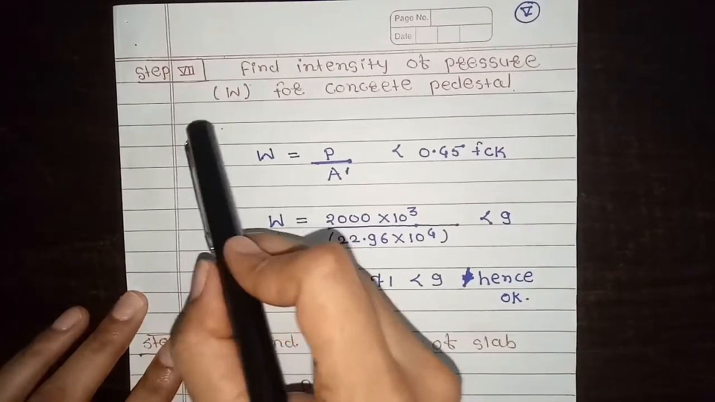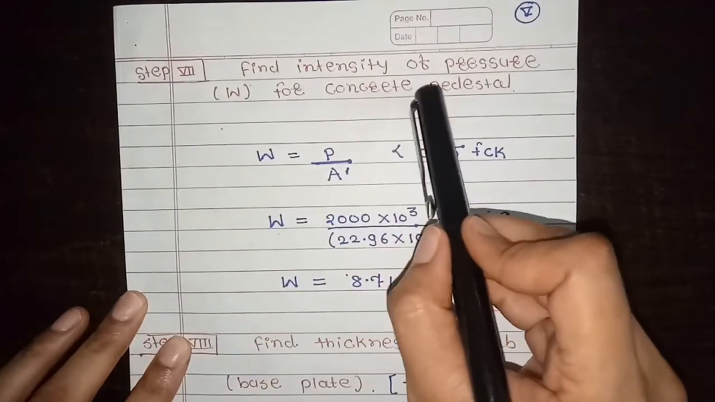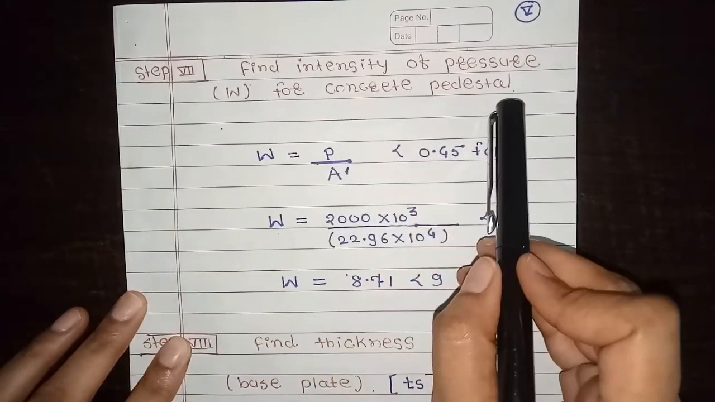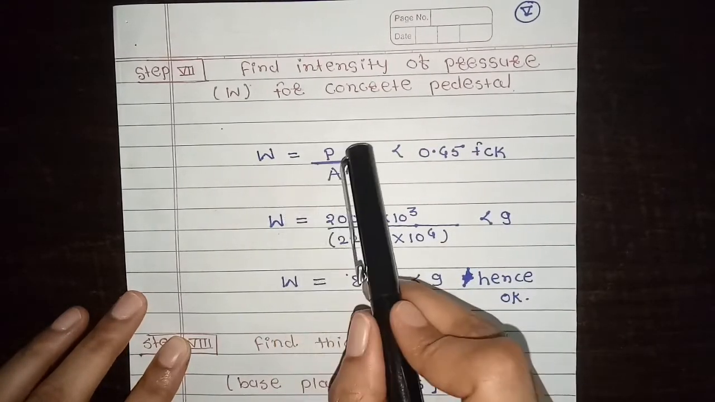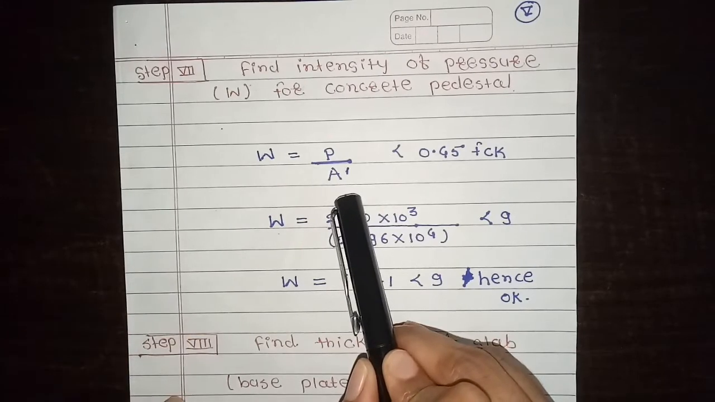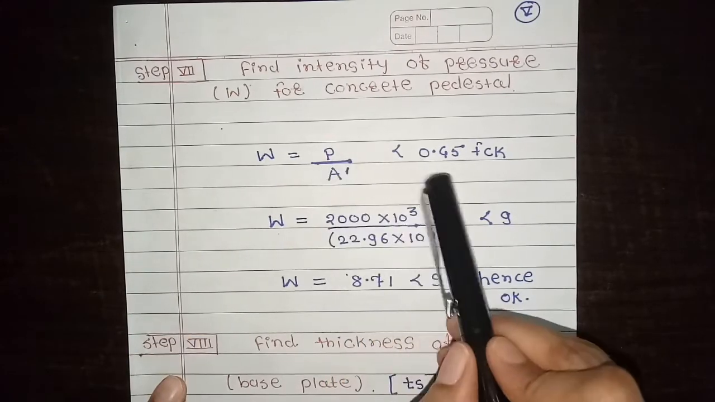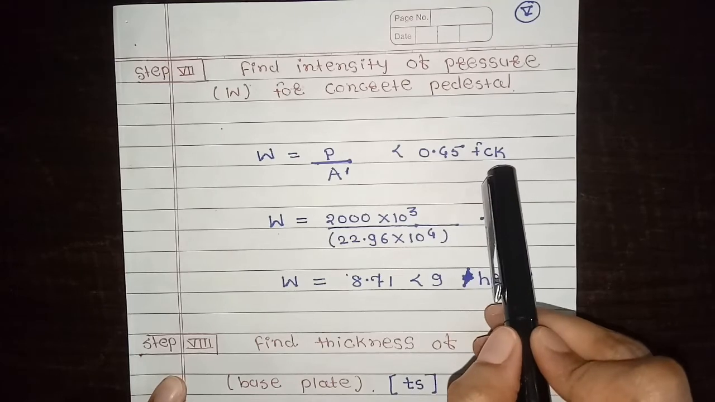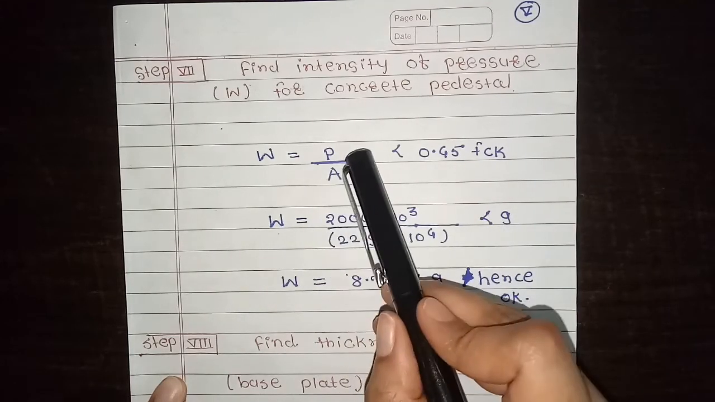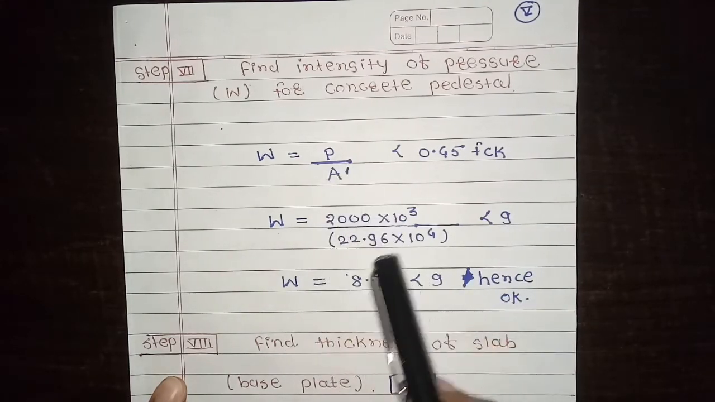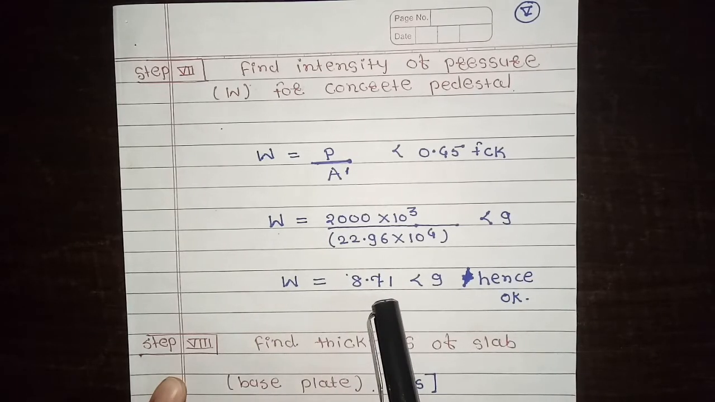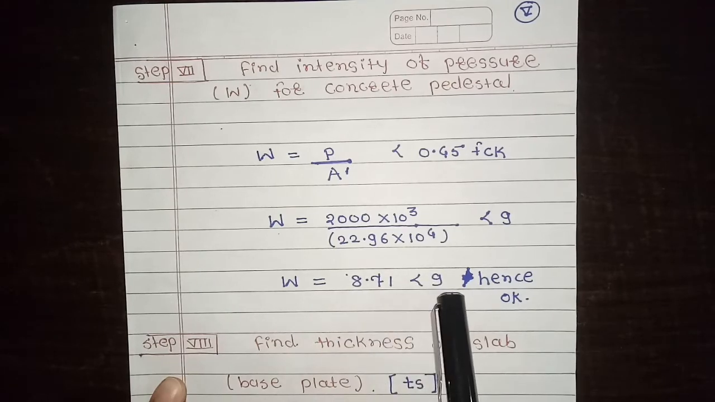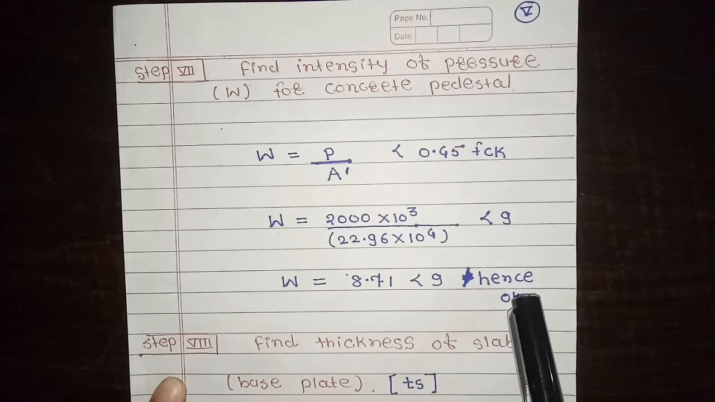Next step, step 7th. Find intensity of pressure for concrete pedestal. It is denoted by W, and the formula is W is equal to P divided by A dash, which should be less than 0.45 FCK. Put the value of P and A dash, then we get W is equal to 8.71, which is less than 9. So the condition is satisfied, hence okay.